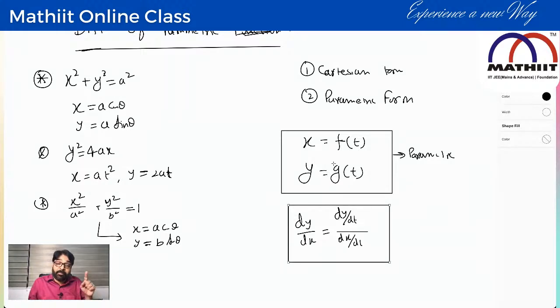Again, if the parametric form is in, for example, the circle's theta, we'll write dy by d theta divided by dx by d theta. That is what is called differentiation of a parametric function. Whenever you have to differentiate a parametric function, we will use this kind of logic. It's simple logic: differentiate whatever function is given with respect to the parameter, differentiate x likewise, and you'll get the answer.